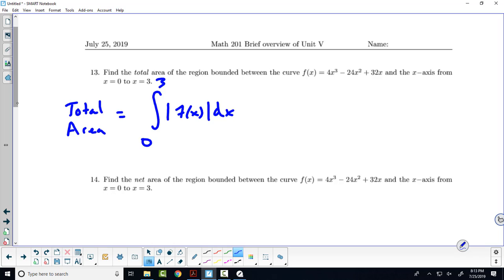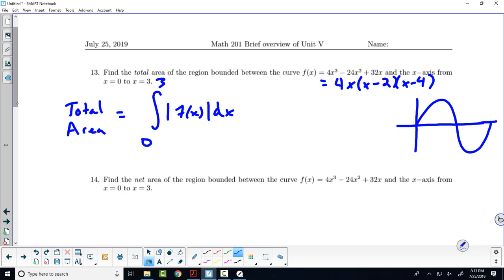Let's just look at graphically what's going on here. If I were to factor this function, I believe it factors to be 4x times x minus 2 times x minus 4. Yes. Okay. That's how it factors. So the graph of this function looks something like this. Where here is 0, here is 2, here is 4. I don't have those turning points just right, but I'm not worried about that.